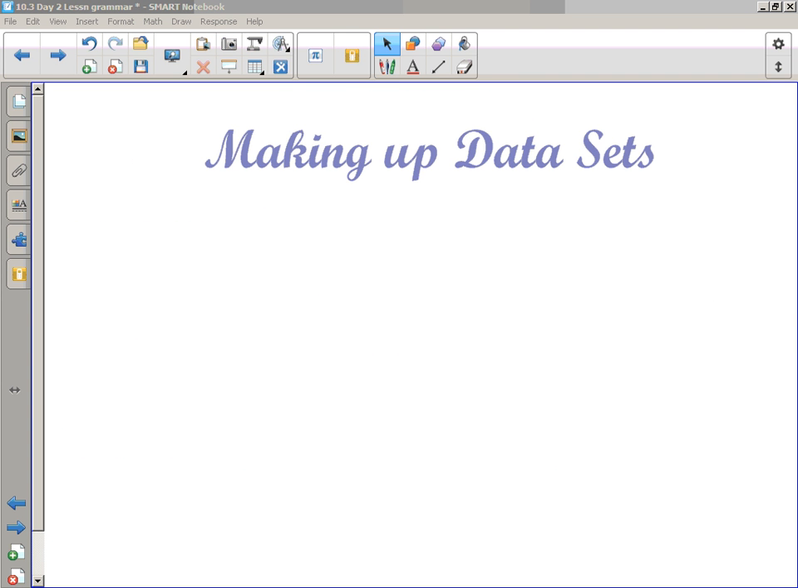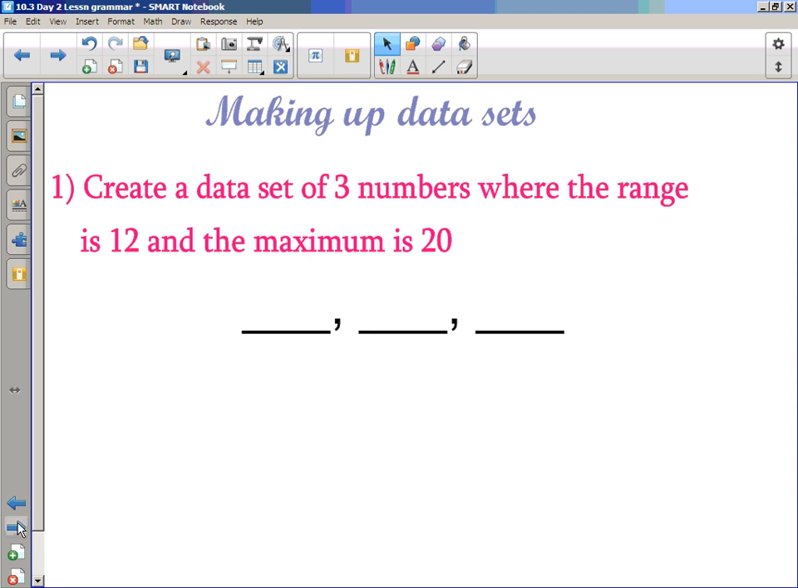All right, the last thing we're going to do is making up data sets or creating data sets that match a certain thing. So for this one, it says create a data set of 3 numbers where the range is 12 and the maximum is 20. So what I like to do is whenever I see something about min, max, or median, that means I know that that number has to fall in my data set.